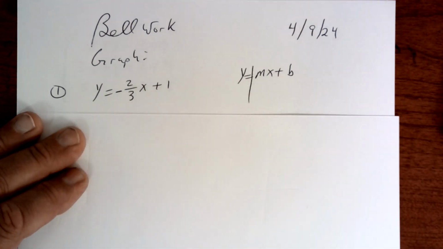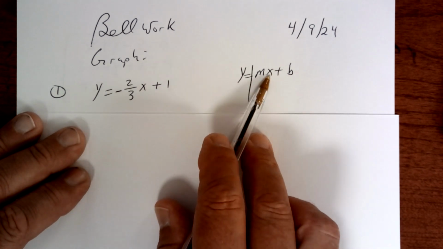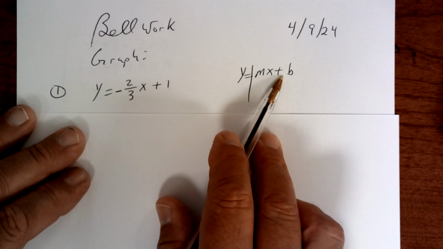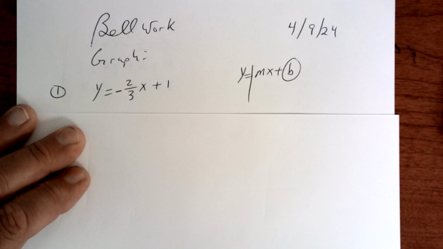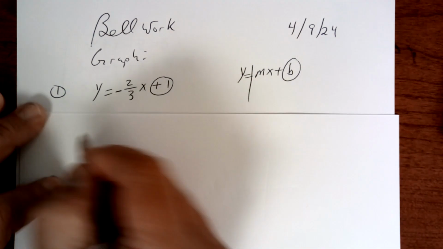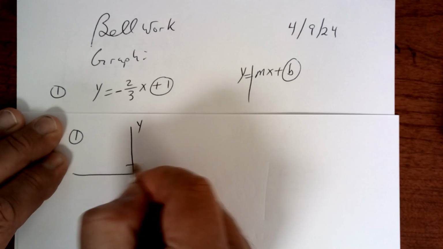Okay, so what is the y-intercept? Is it m, is it x, or is it b? Don't call out, raise your hand. Well, it's b. So in this case, you go up 1. This is your y, and you put a dot.